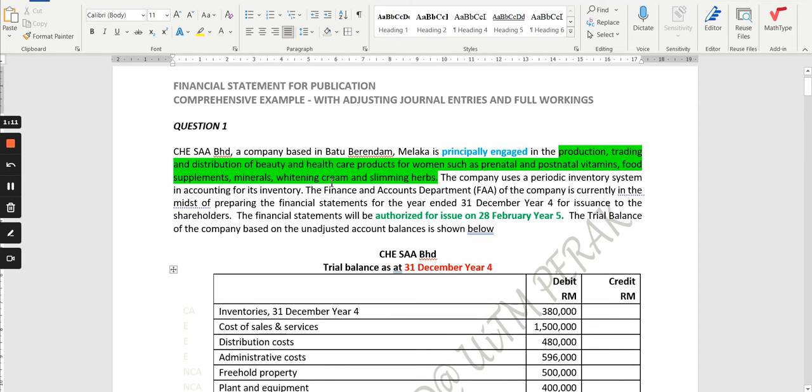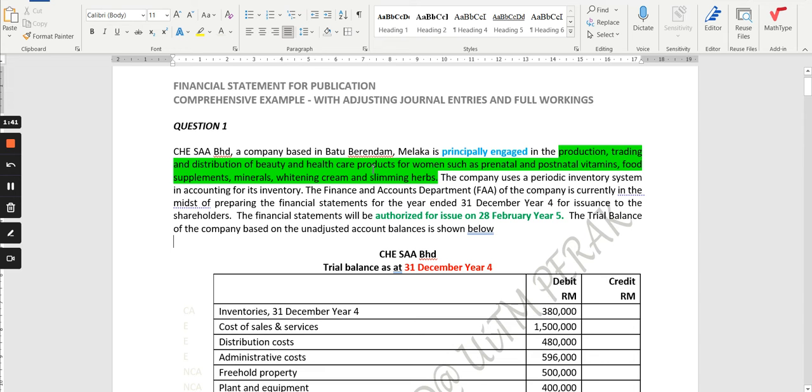Chase Berhad, a company based in Batu Berendam, Malacca, is principally engaged in the production, trading, and distribution of beauty and healthcare products. So the production of healthcare products for women, such as prenatal and postnatal vitamins, food supplement, minerals, whitening cream, and slimming herbs. Okay, these are the products or the principal business activities.